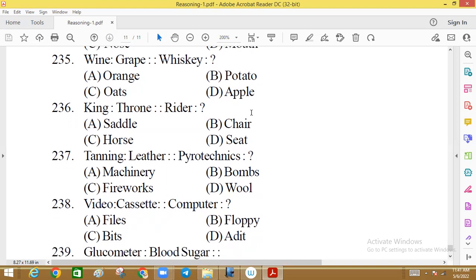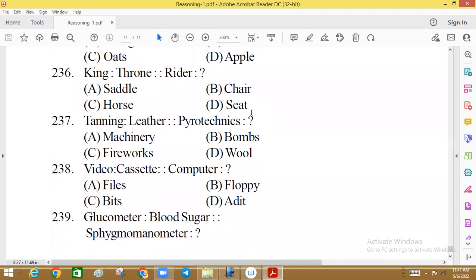Next. King, throne, rider. What's the relation between king and throne? Where does the king sit? On the throne, obviously, can't sit on the ground. Obviously, the rider sits on the saddle. The rider sits on two options you get.